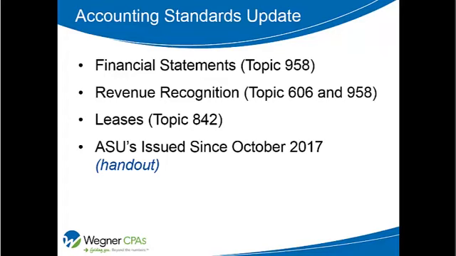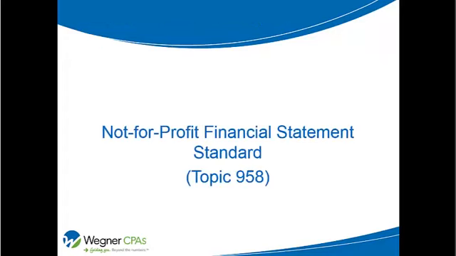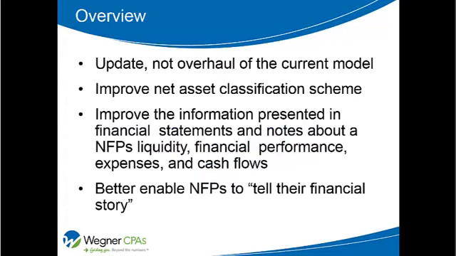So the first one is the not-for-profit financial statement standard. This is an update, not an overhaul of the current model. So again, we're not trying to change everything that is in the not-for-profit financial statements. We're just trying to make them better. A few of the key things that you're going to see, we've improved the net asset classification. So we're going basically from 3 classifications down to 2.